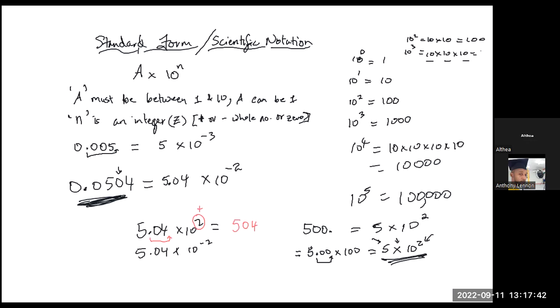While 5.04 times 10 to the negative 2 power is not going to be 504, because it's a negative power, we have to shift to the left. 1, and then we shift again, 2. So the point is going to be here, so put a 0 in there. So it's going to be 0.504, which is the original number that we have here. Got it? Okay.